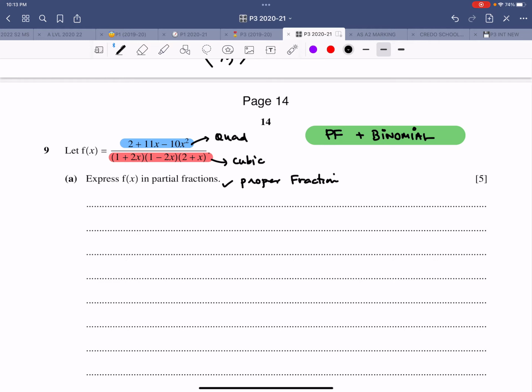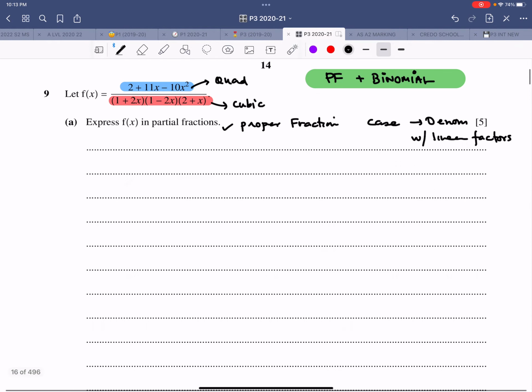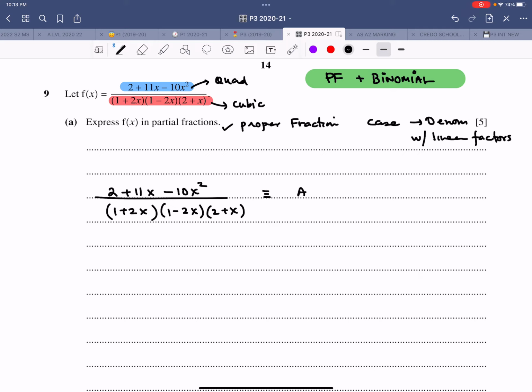Now you start with the case. This is denominator with linear factors. So you will write this thing as 2 plus 11x minus 10x squared divided by 1 plus 2x, 1 minus 2x, 2 plus x. This is identical to a constant over the first factor, another constant over the other factor, another constant over the third factor.